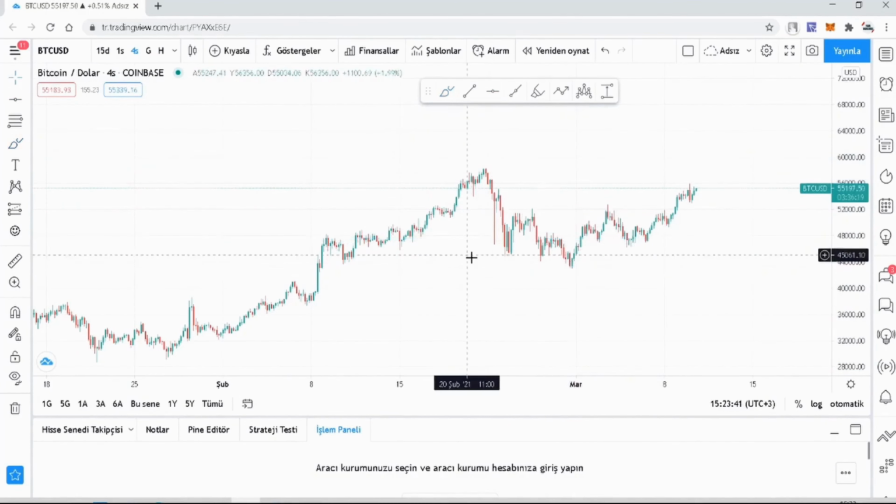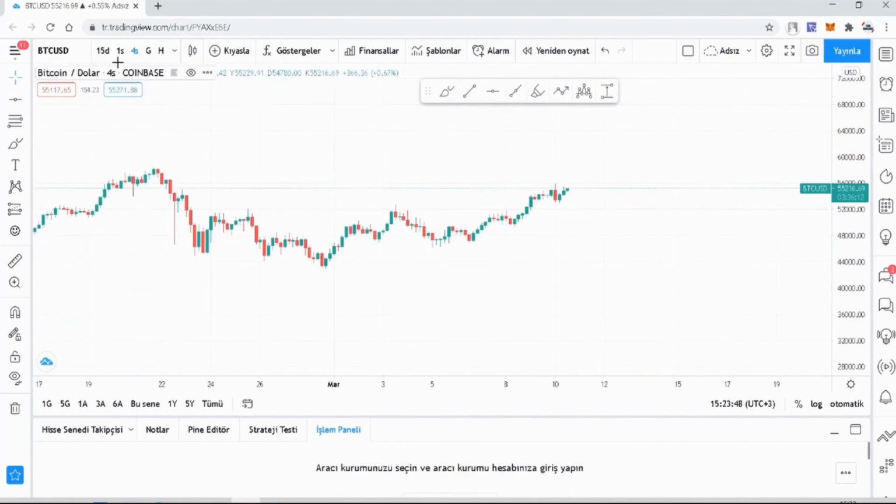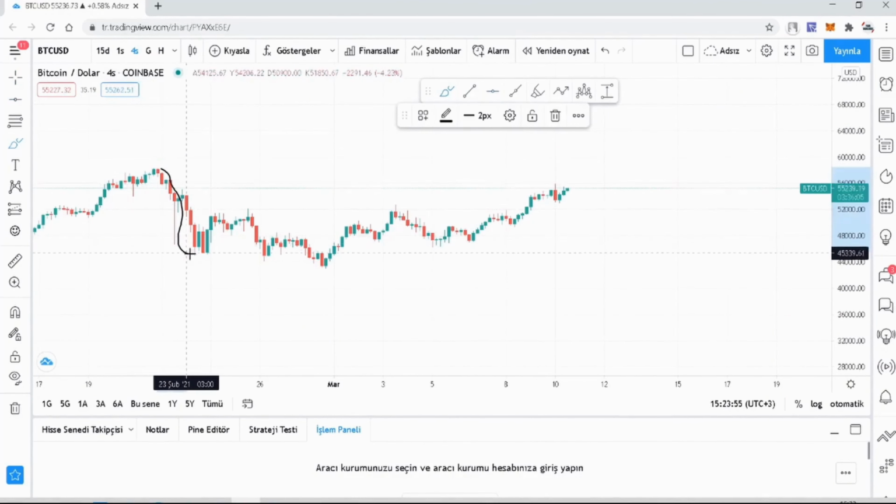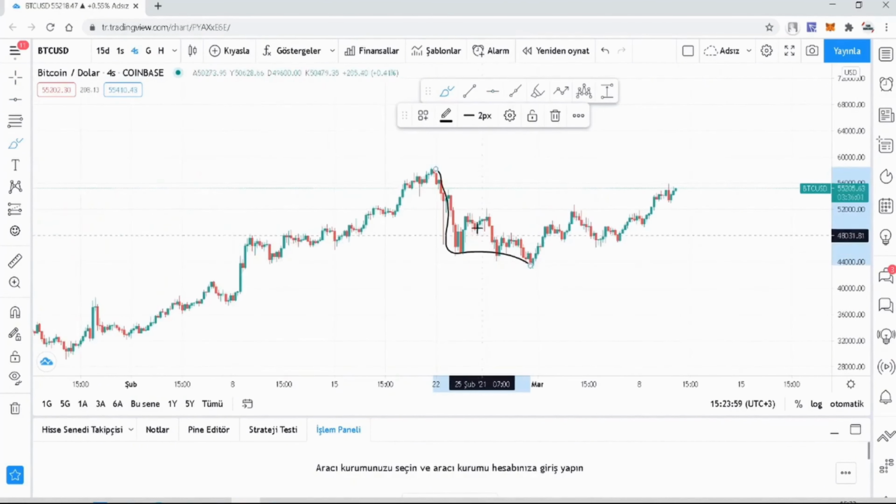Now, I have removed these peaks. Let's also take a look at the troughs. Here you can see a bottom on the 4-hour chart. As it was falling, a bottom formed here, and another bottom formed here, and yet another bottom formed here.